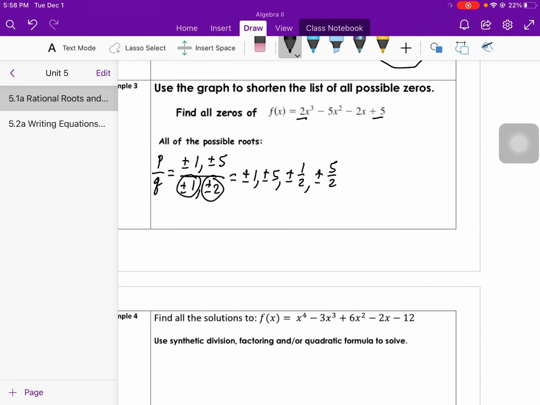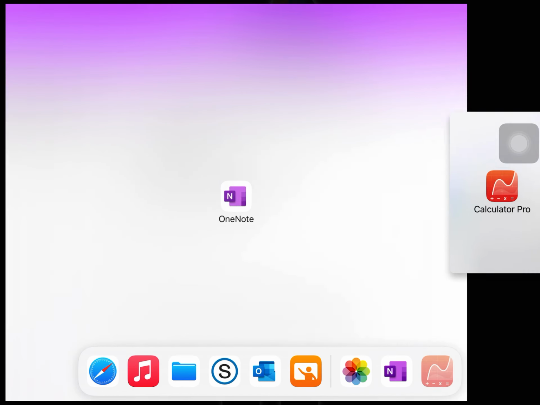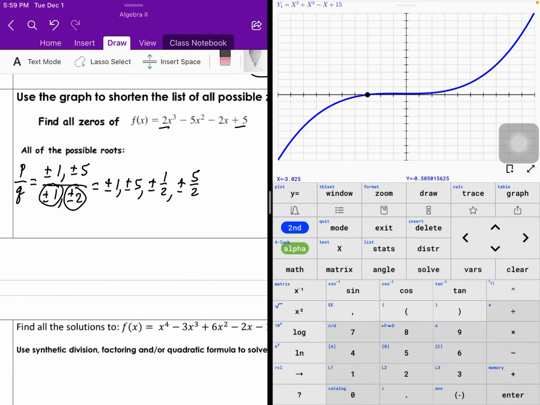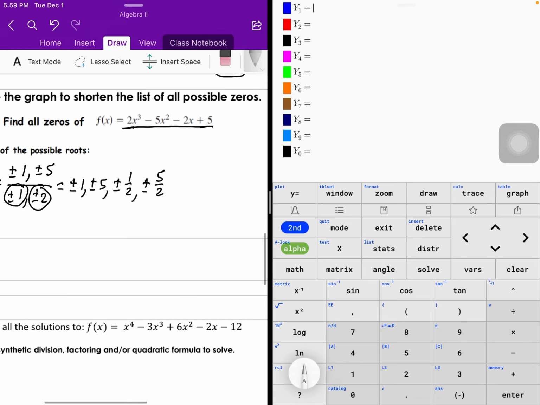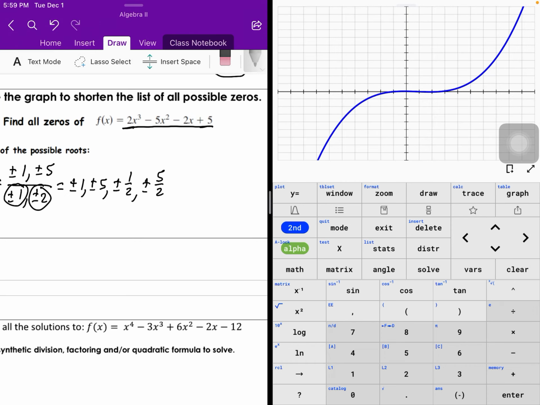So if we use the graph now, let's pull that graph back up. Let's hit the y equals. We're going to clear this out. We're done with that graph. Let's type in this equation: 2x cubed, and you'll get better at typing this in with time, minus 5x squared minus 2x plus 5. If you need to pause and type that out and practice it, that's fine. Okay, then we hit graph.